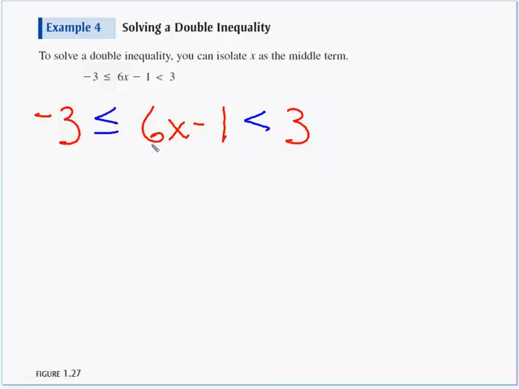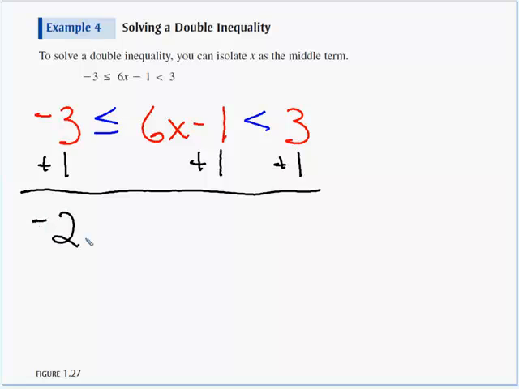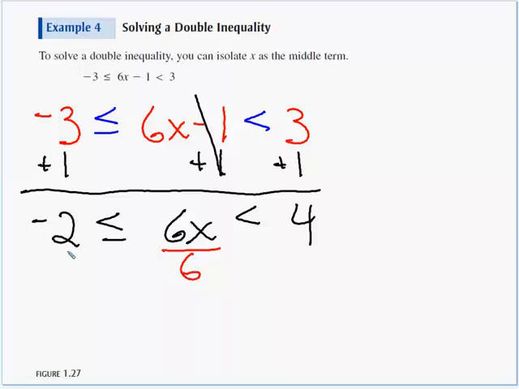And in here with the 6x minus 1, I see a minus 1. So I'm going to add 1 there if I do it to the left and to the right. So negative 3 and 1, well, that adds up to negative 2, less than or equal to. Now we just have a 6x in the middle, which is less than 3 plus 1 is 4. And to get x alone, we divide by 6.